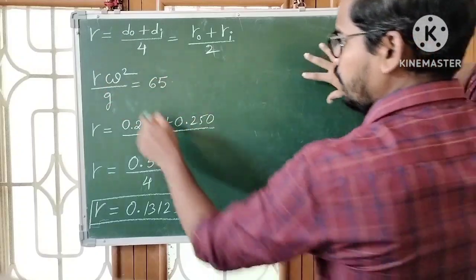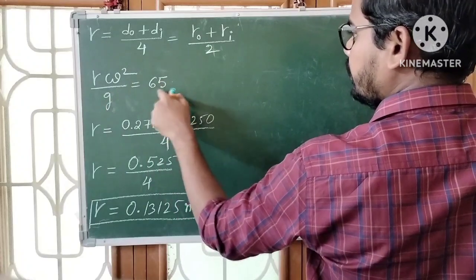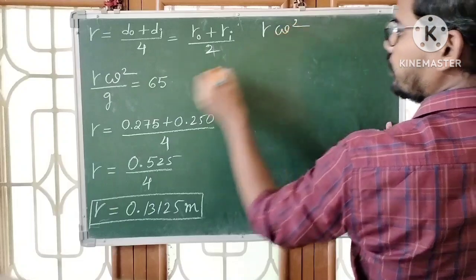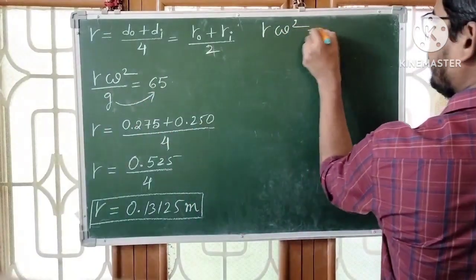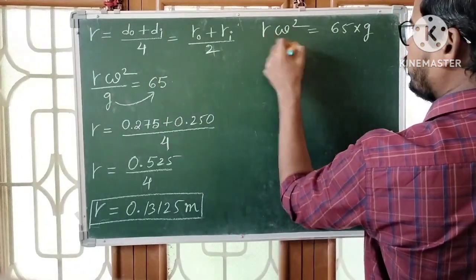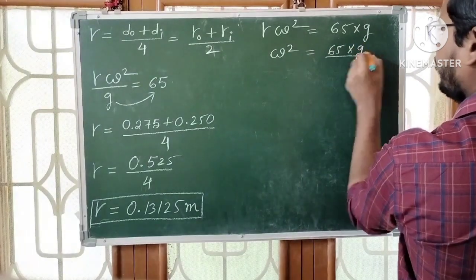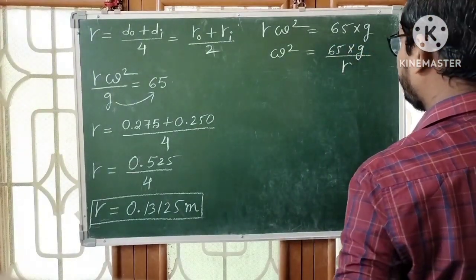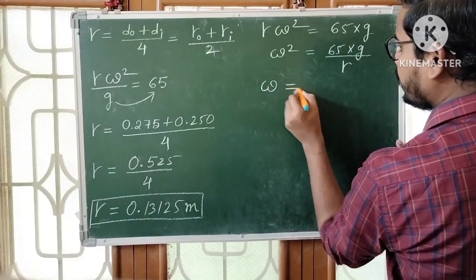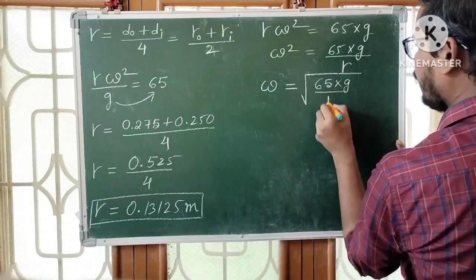From this formula, R omega square by G is equal to 65. Now let us simplify that. Transposing G, you will get 65 into Z. Division becomes multiplication. Now transposing R, omega square is equal to 65 into Z by R. Now apply square root on both sides. Then the square gets cancelled. Omega is equal to square root of 65 into G by R.